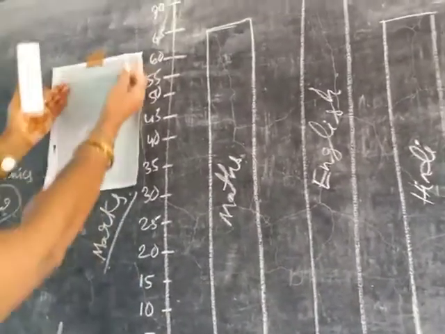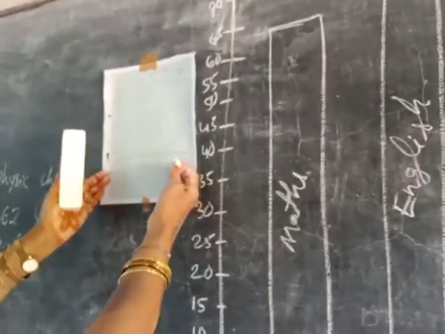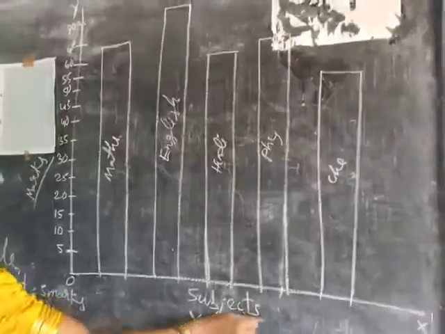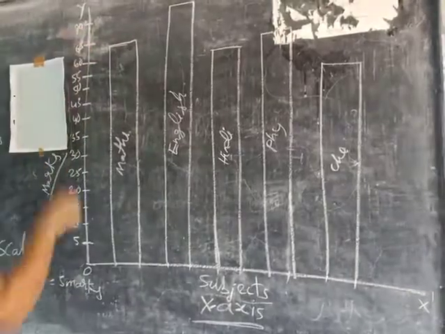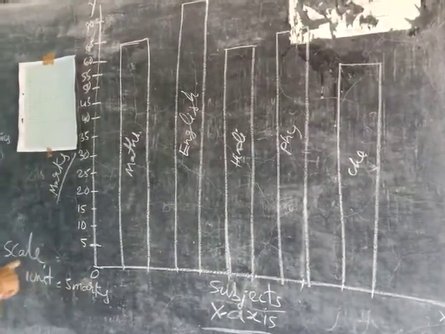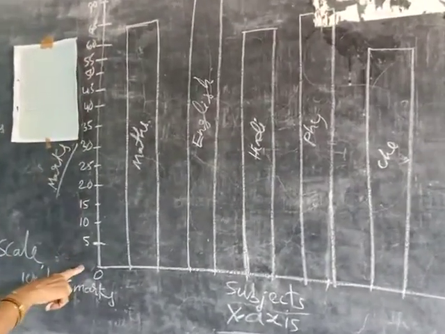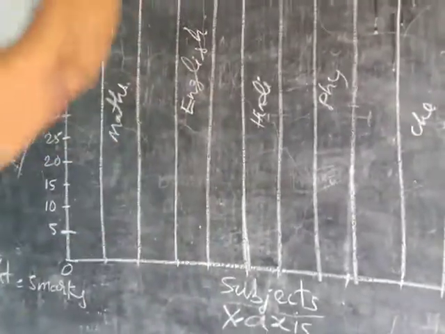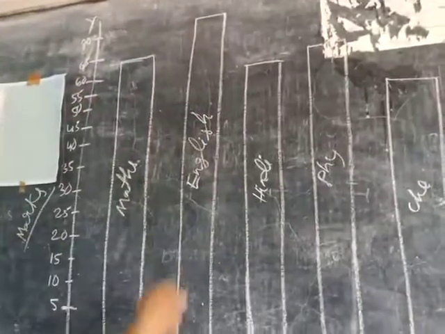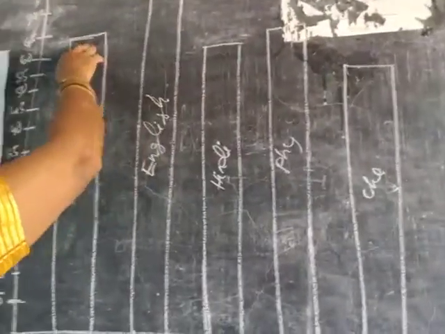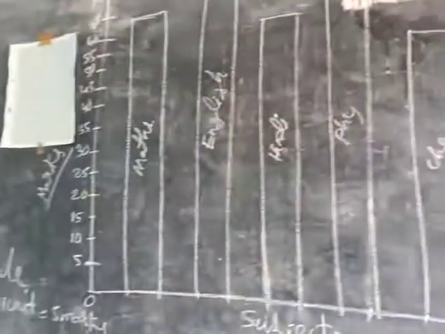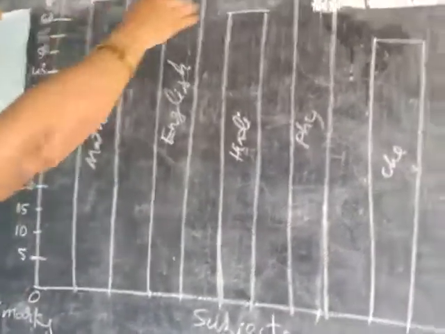Whatever graph I have done on the graph paper, that bar graph I have again written on the board. This horizontal line is called the x-axis. Here I have written subject, and this vertical line is called the y-axis, and here marks are written. According to the frequency, the bars will come. Highest frequency is here, then next highest frequency is here: 64, next 62, next 60, next 52. Like this way, you have to draw the bar graph.